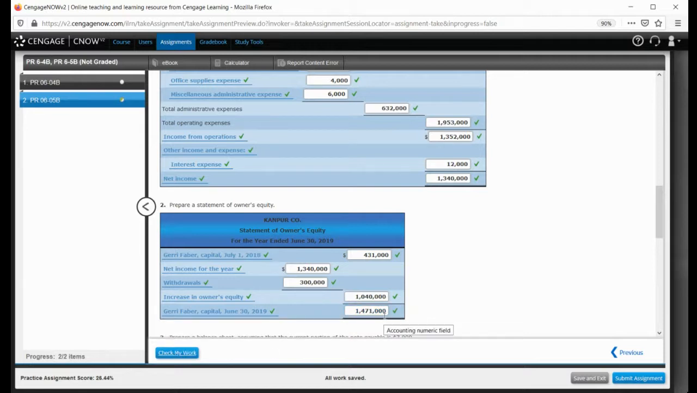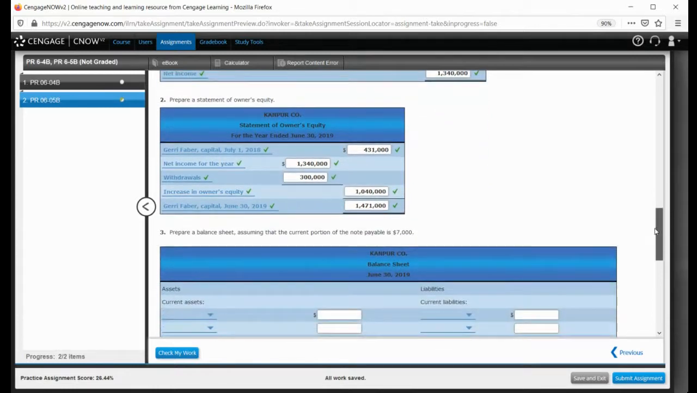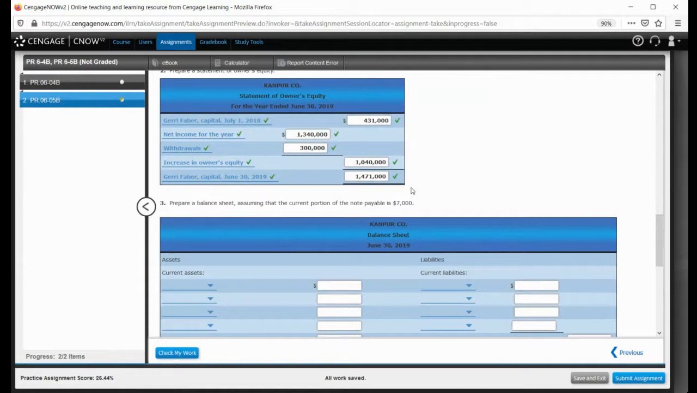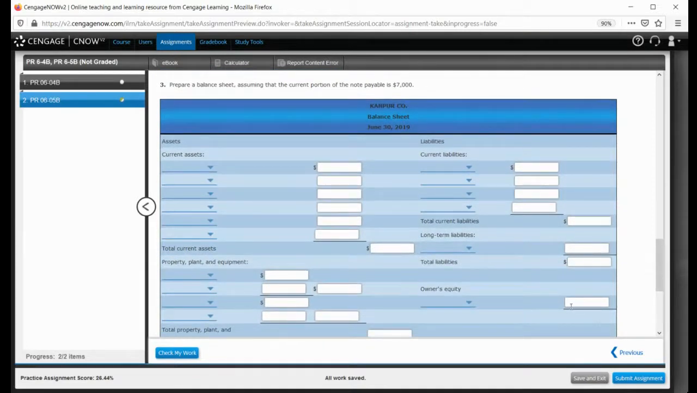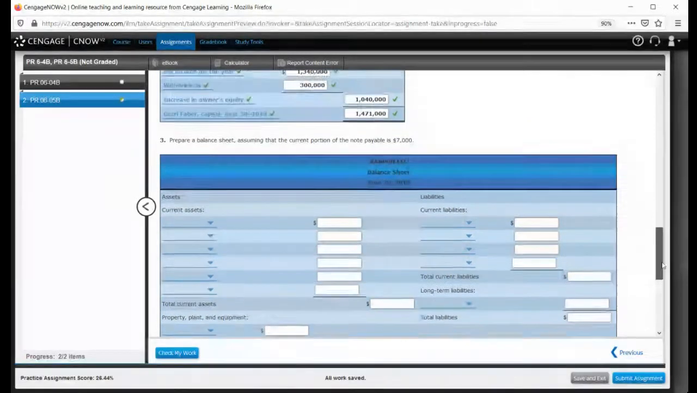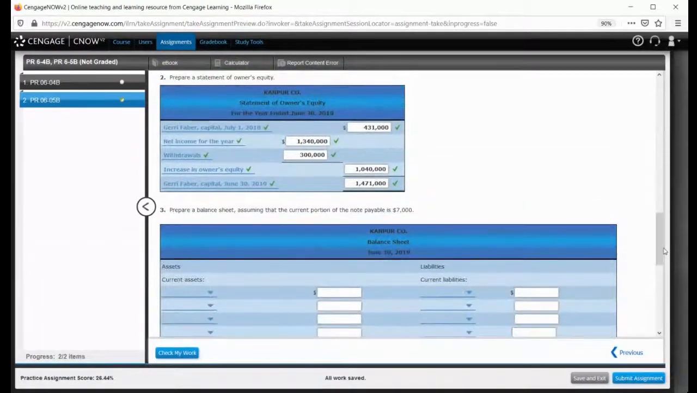So the amount of the ending owner's equity is $1,471,000. That's your beginning capital plus your increase in your capital. That's how we get the ending amount of the owner's equity. You'll remember the ending owner's equity is going to end up on your balance sheet. And you probably could go ahead and put it in there if you wanted to. I'll do that in just a minute.